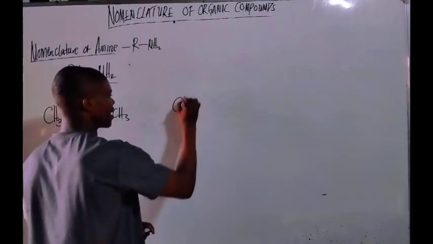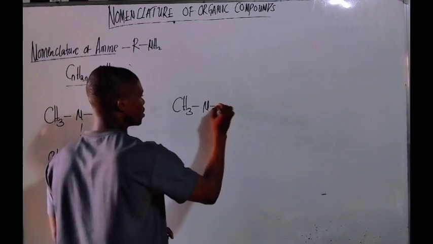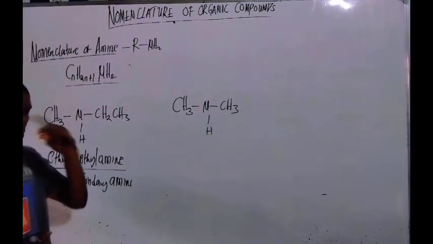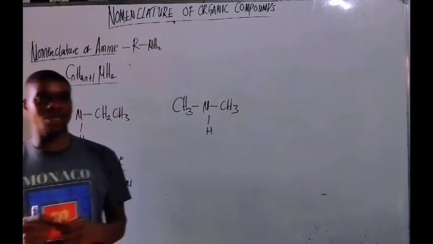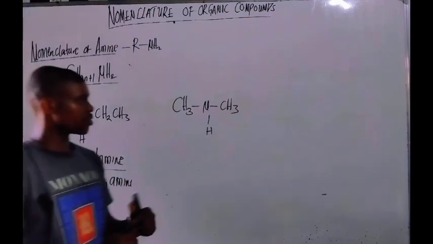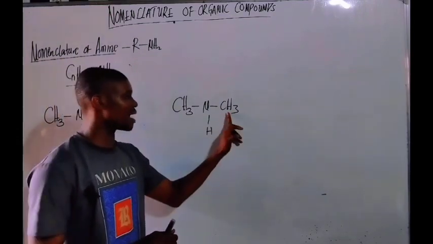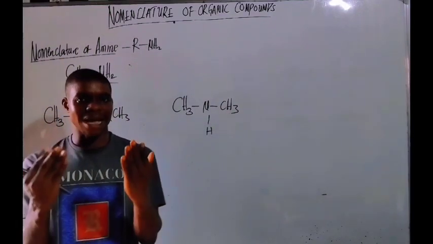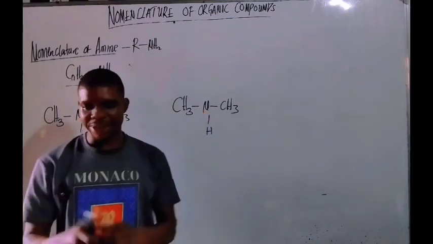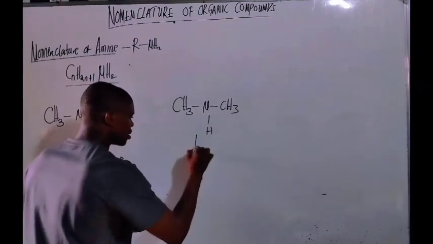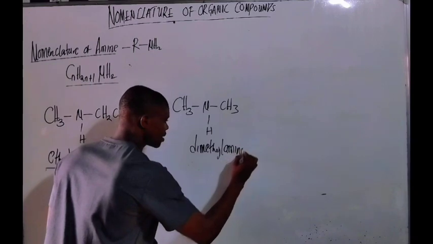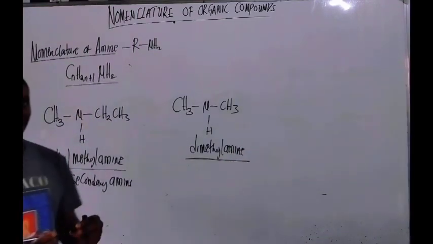So what about this one here? We found something like this: CH3 and CH3. What do you think is the name? Leave it in the comment section. If you check very well, here we have methyl and methyl. Because we have two methyl groups attached to the nitrogen here, it's going to be dimethylamine.